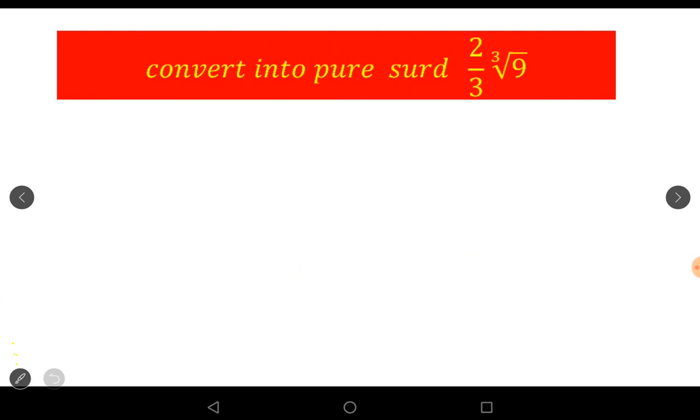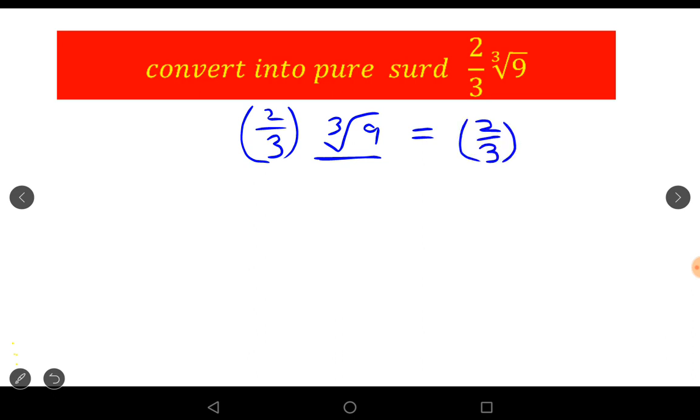Next one, convert into a pure surd. Here a mixed surd is given, so convert it into a pure surd. First of all, write the surd: 2/3 times third root of 9. Here 2/3 is the rational factor and third root of 9 is the irrational factor. Observe that the order of the irrational factor is 3. So take the rational factor with order 3 and power 3: third root of (2/3) whole cubed, times third root of 9.